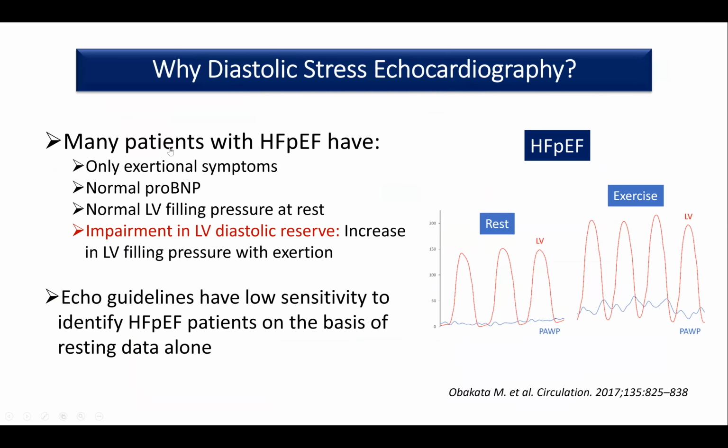What we need to know is that many patients who have heart failure with preserved ejection fraction, which this patient has, have a normal ejection fraction, but have dyspnea on exertion. And the question is, is this dyspnea due to heart failure, or is it due to something else, lung disease, for example? Many patients who have heart failure with preserved ejection fraction, HFpEF, have only exertional symptoms. They have no symptoms at rest. They have a normal pro-BNP level, which our patient did, and normal LV filling pressure at rest, as our patient did, according to the guidelines. However, these patients have what we call impairment in LV diastolic reserve. What does that mean?